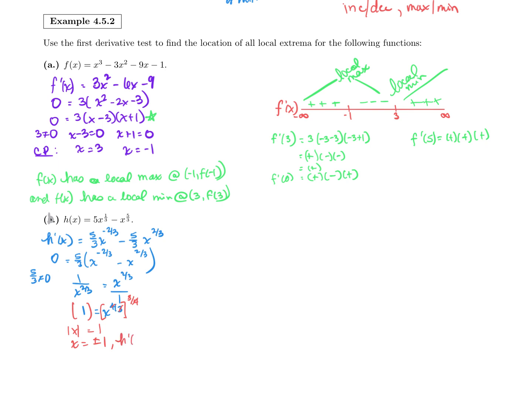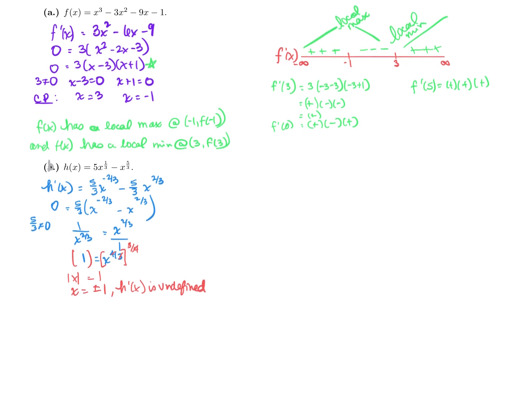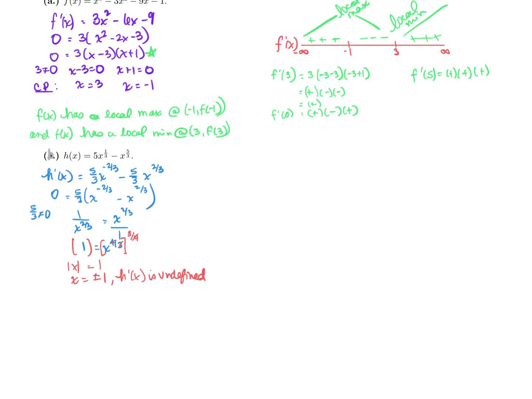We also know here that our derivative, oops, sorry, this is h, h prime of x is undefined where? Well, that's where we would maybe divide by 0. If you remember, at one point we had 5/3 x to the -2/3, right? So we have an x to the -2/3, or a 1 over x to the 2/3, which means that x cannot be 0.